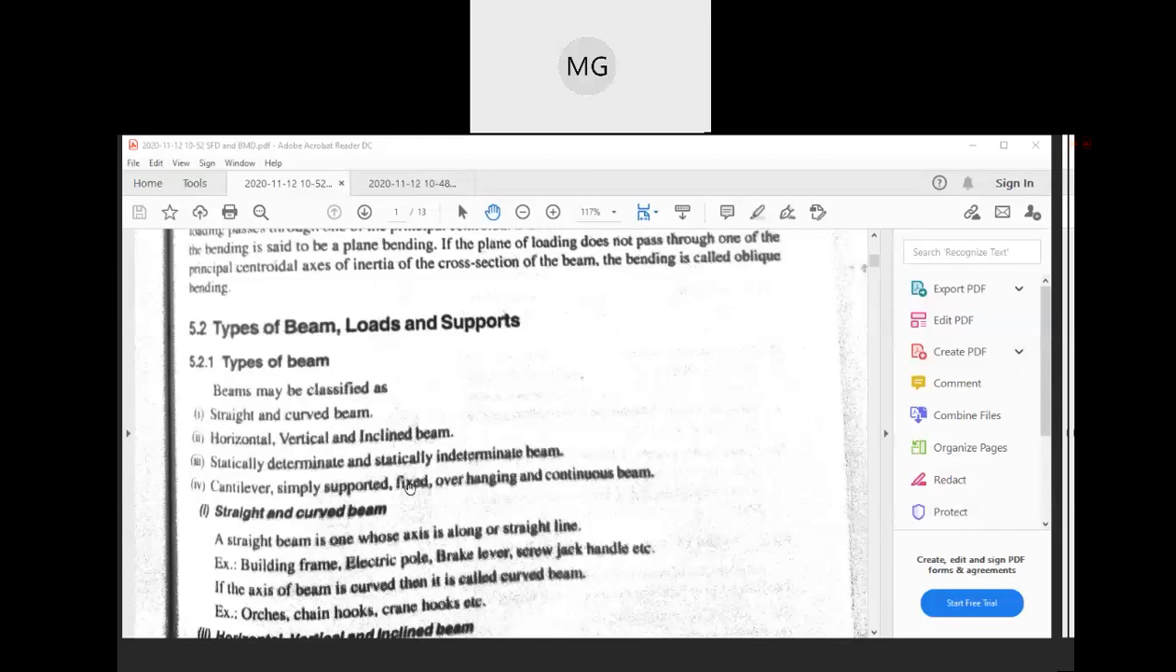Then fixed beam. Fixed beam means at both the ends you rigidly fix it. You cannot detach it easily. Okay. So a beam, a horizontal structure, at both ends will be fixed. You may use mechanical fasteners.